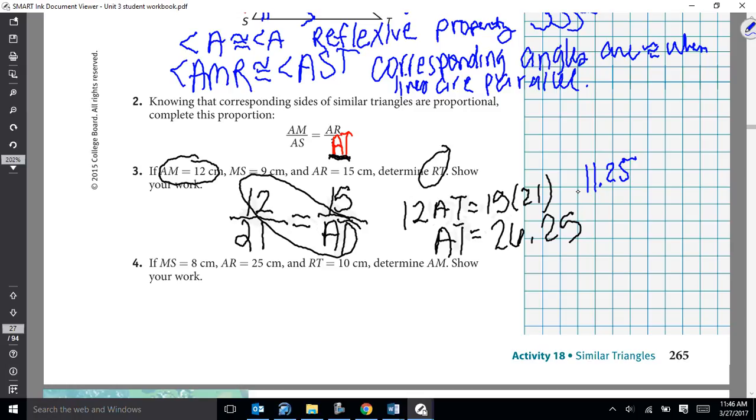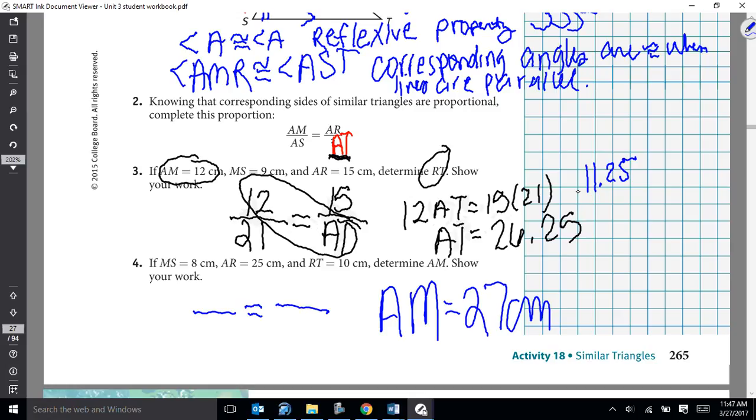So now it says if MS is 8 and AR is 25 and RT is 10, determine AM. Okay, so you got AM equals 27. Did everybody get that, regardless of how you worked it out? All right, so let's look at it. So we'll set it up here. So AM is what we want to find.